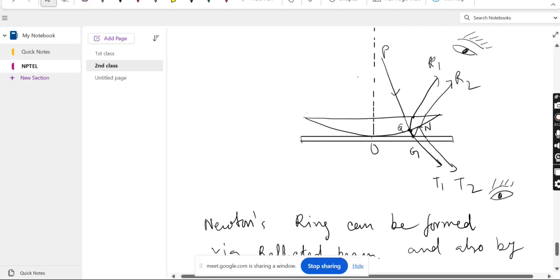So for reflected light, we have seen R1 and R2, like this R3, R4. They will interfere and give us a fringe pattern. So the path difference between R1 and R2 is this one, QGN.